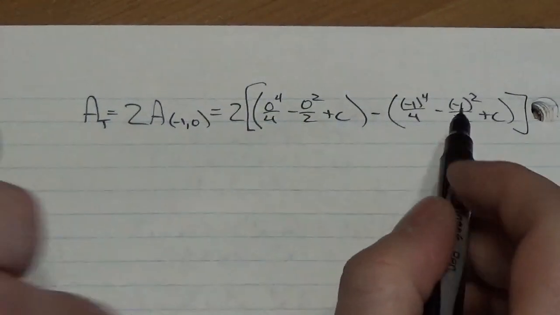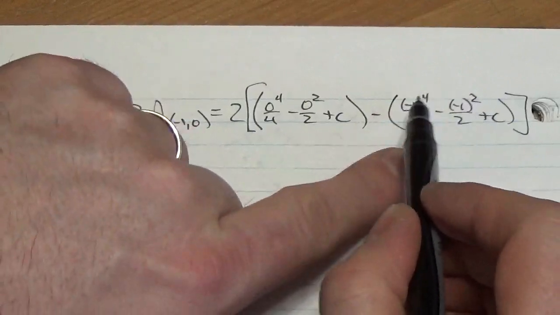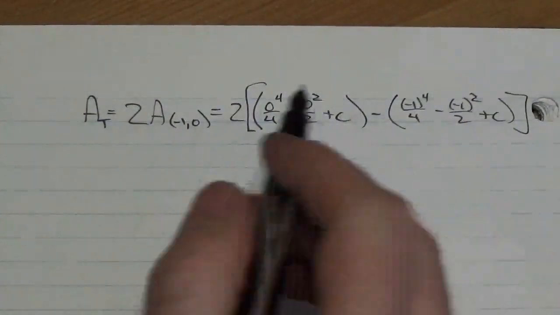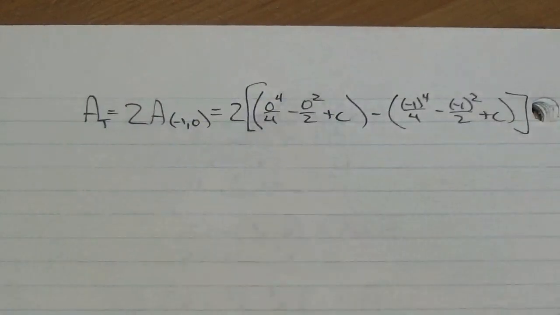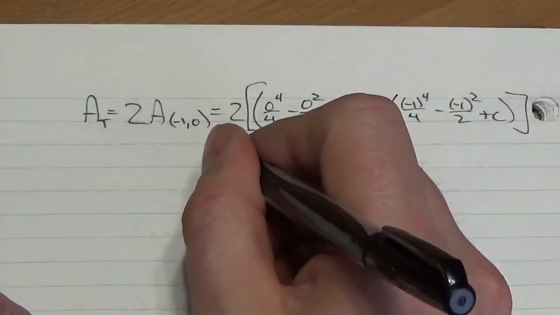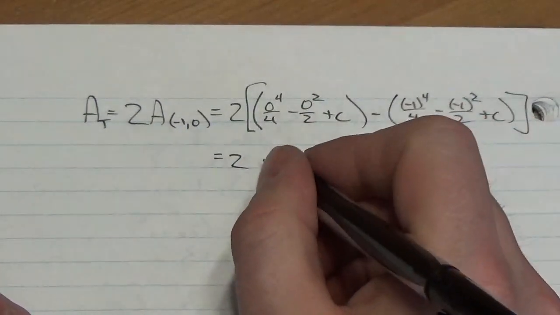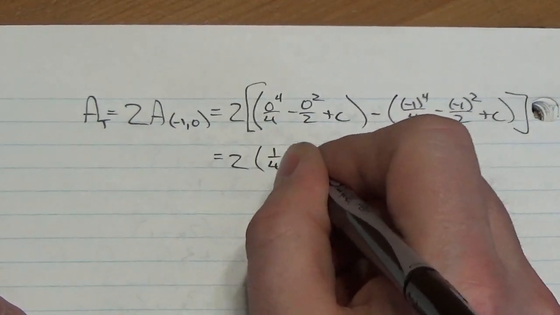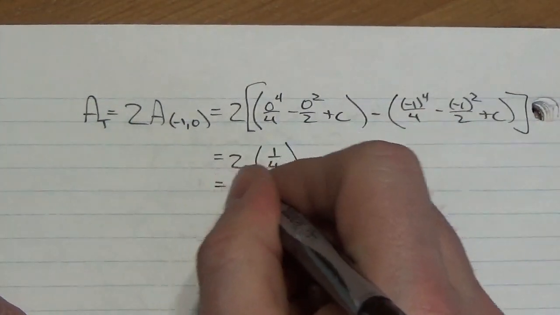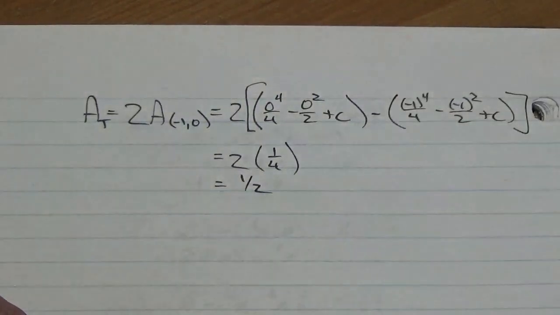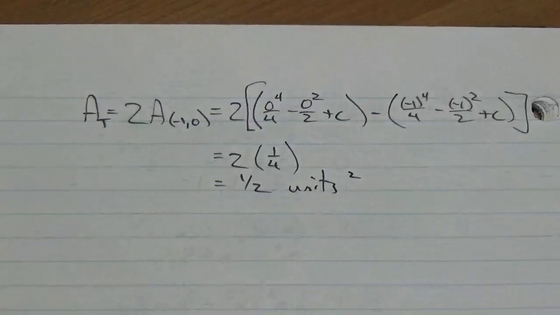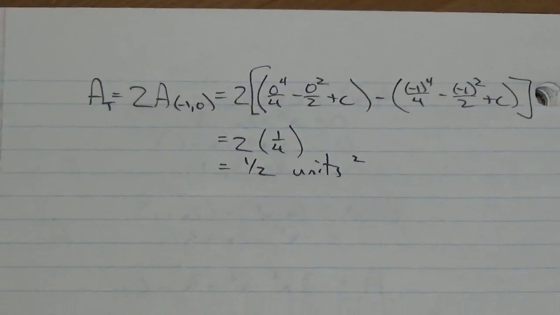Now remember that those even exponents there are going to create positive ones, which actually means that we could have done this from 0 to 1 and it would have made no difference. It would be exactly the same here. And when we put that all together, we are going to get 2 times a quarter. And so our final answer here is going to be 1/2. So the total area there will be 1/2 units squared.